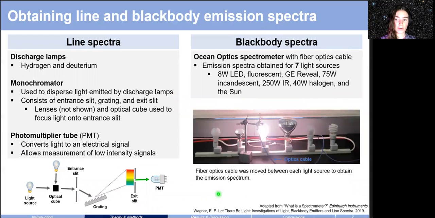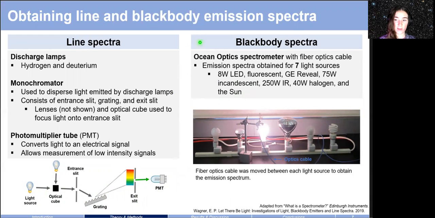Next, the line emission spectra were obtained for hydrogen and deuterium using gas discharge lamps. As shown in the figure, the light sources, which are the gas discharge lamps, are first incident on the optical cube, which was just used so that both of the light beams would be incident on the entrance slit, which then leads to the dispersion device, which then would lead to the exit slit, which would allow the light to be incident on the photomultiplier tube, which then converts the incoming light to an electrical signal.